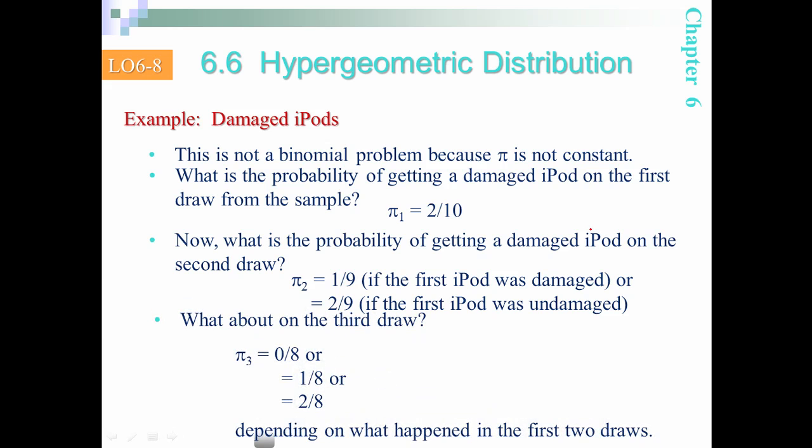On the third draw, we have either 0 out of 8 if the first 2 were damaged, or 1 out of 8 if one of the first 2 was damaged, or 2 out of 8 if none of the first 2 were damaged. And so we need to be able to account for all of that in finding the probability that we're interested in.